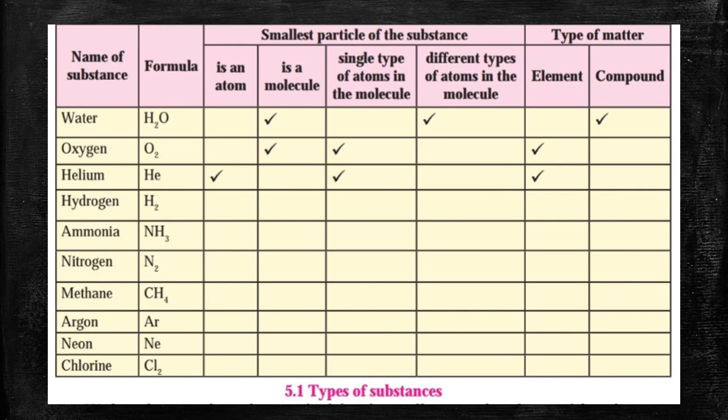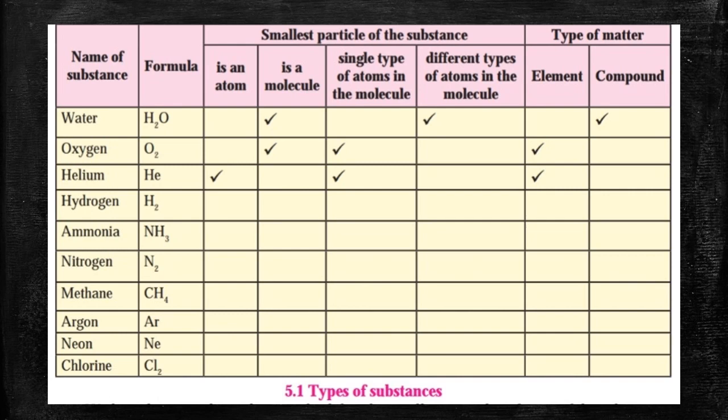Now atom, as I told you, consists of only one smallest unit. So here we can see that we have two atoms of hydrogen and one atom of oxygen, hence it is not an atom. It is a molecule. Why? Because atoms of hydrogen and oxygen are combining together, and that is why they have put a tick there.